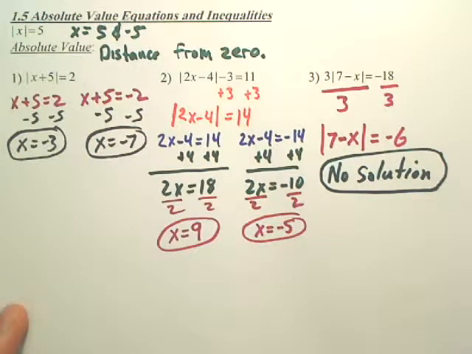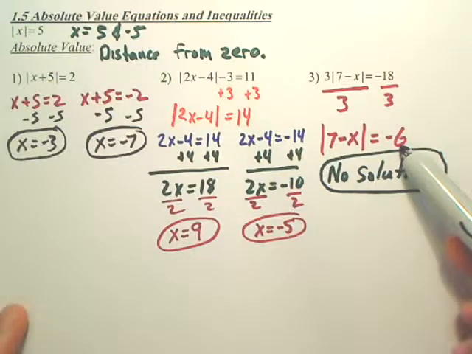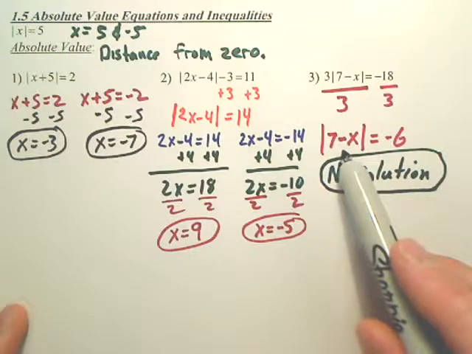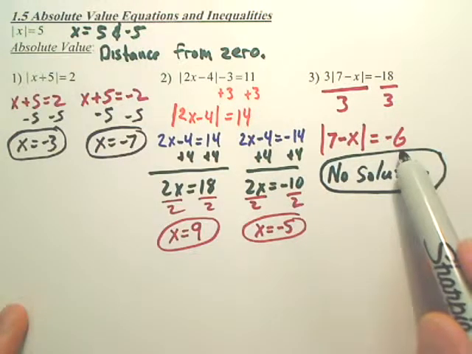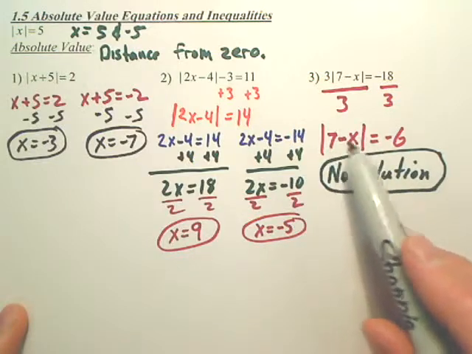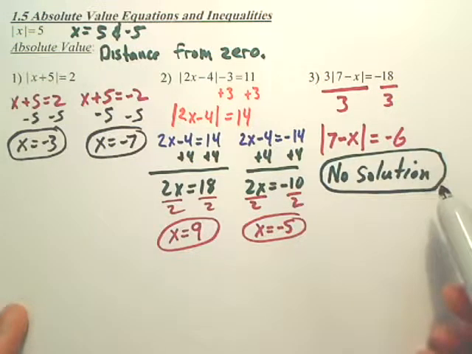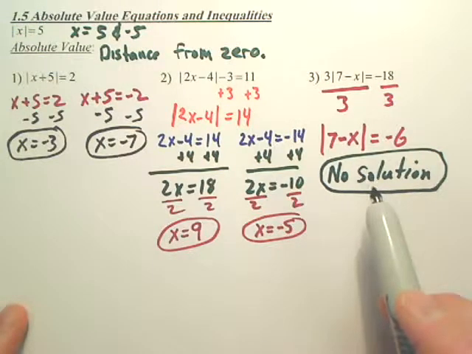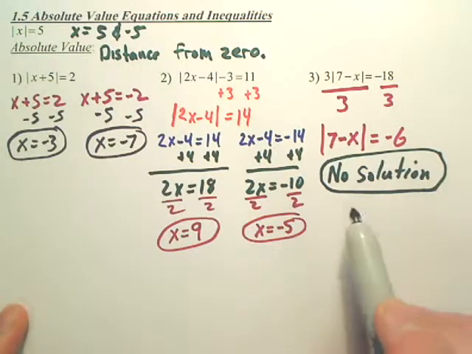I can stop. How do I know it's no solution right away? If you plugged anything in here and then took its absolute value, would you ever get a negative 6 out? No. Is it possible to ever absolute value something and get a negative out? So could I ever find an answer to work? So can I stop and say no solution before I go any farther?